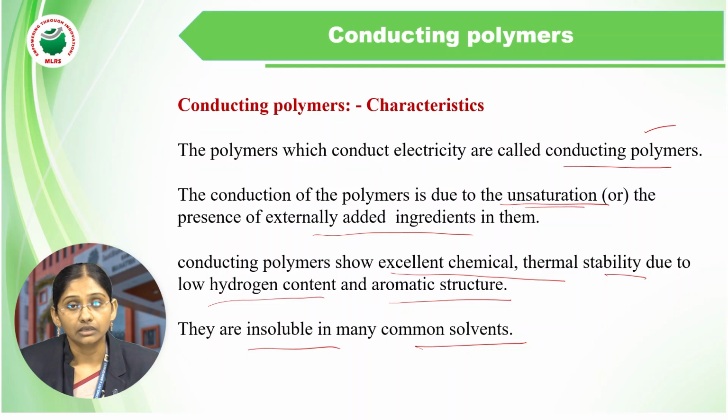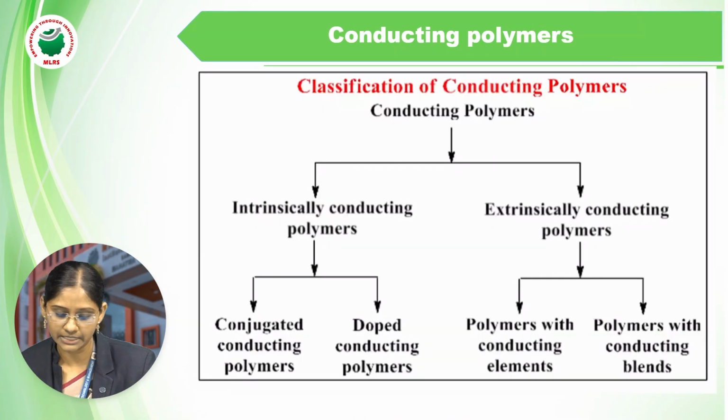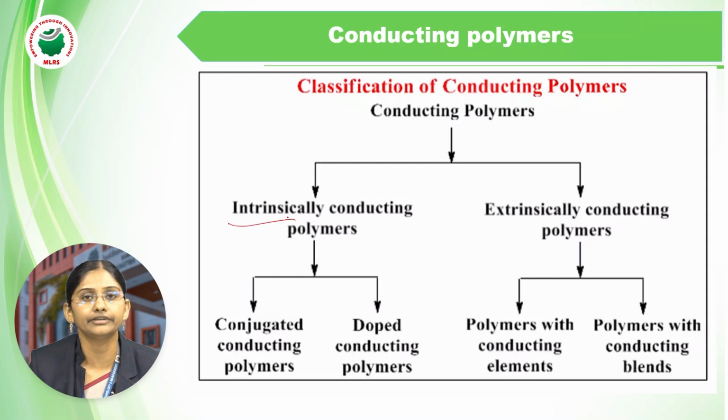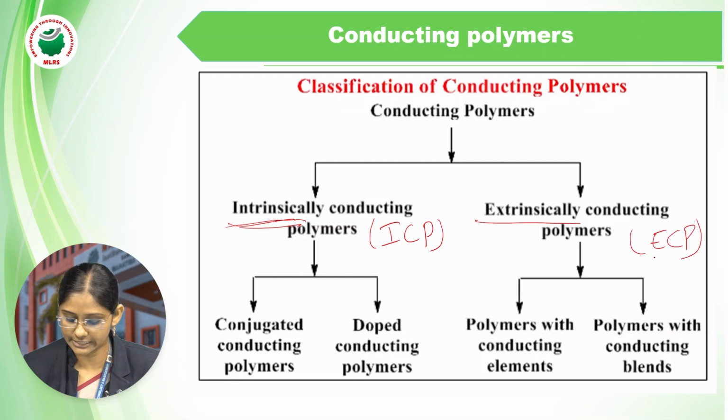Now we'll see the classification of conducting polymers. They are classified into two types: intrinsically conducting polymers, written as ICP, and extrinsically conducting polymers, written as ECP. The intrinsically conducting polymers are again classified into conjugated conducting polymers and doped conducting polymers.